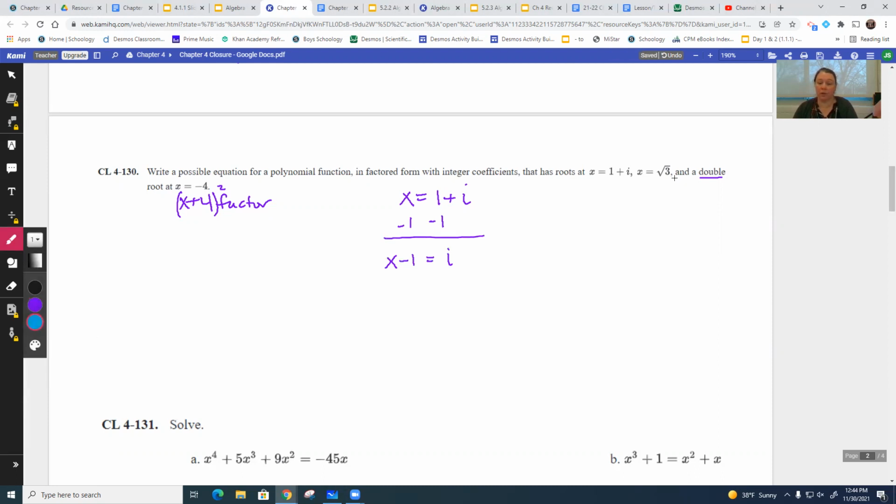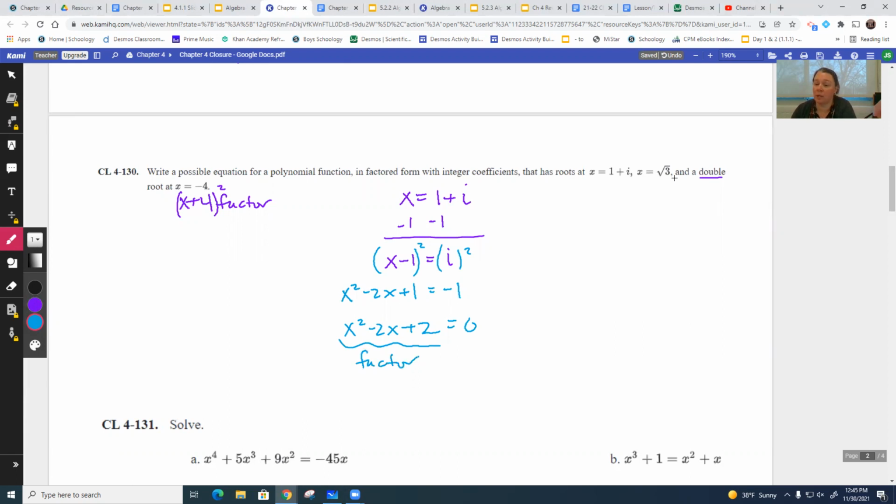And then I want to get the factor. I'm going to square this. So I squared, i squared I know is -1. And I'm going to expand this like using a box. So x squared minus 2x plus 1. And then I'm going to add this 1 over. So x squared minus 2x plus 2. Okay, so this is another factor right here.